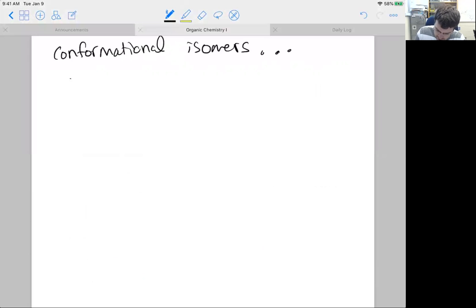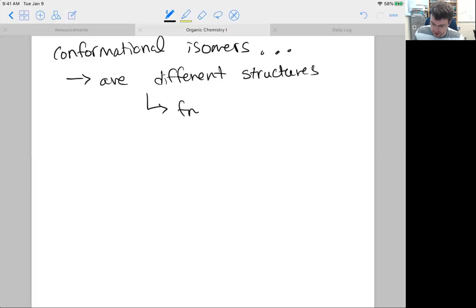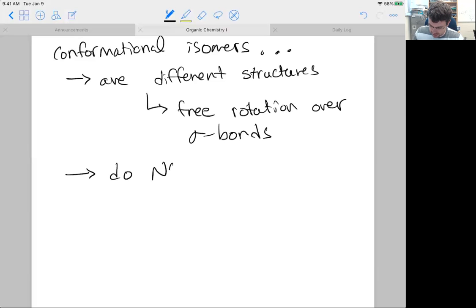Conformational isomers are different structures. Let's make sure that we remember that. If they're not different structures, they're not isomers of each other. Where they are different is free rotation over sigma bonds, or single bonds. All single bonds are sigma bonds, remember? So they are different structures, but they do not have different names.